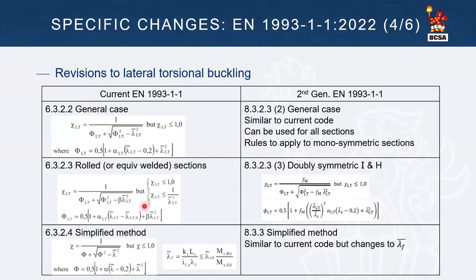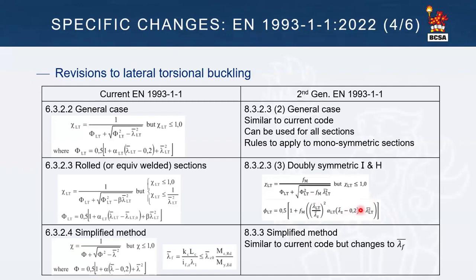So you can see here that there is this plateau of lambda bar LT,0, which the National Annex adopted as 0.4. What is now being proposed in the new code in section 8.3.2.3, paragraph 3, for rolled sections is that the plateau length of this curve is now fixed at 0.2.